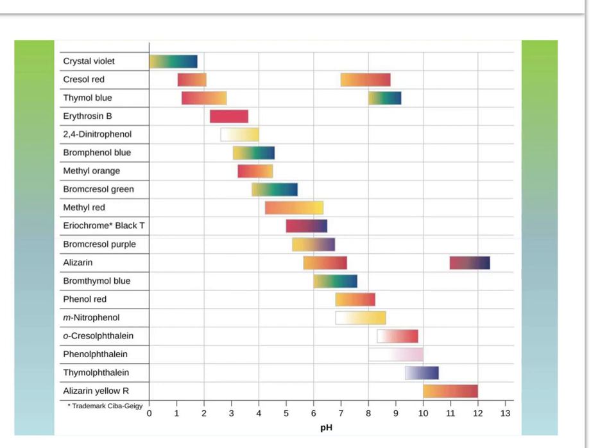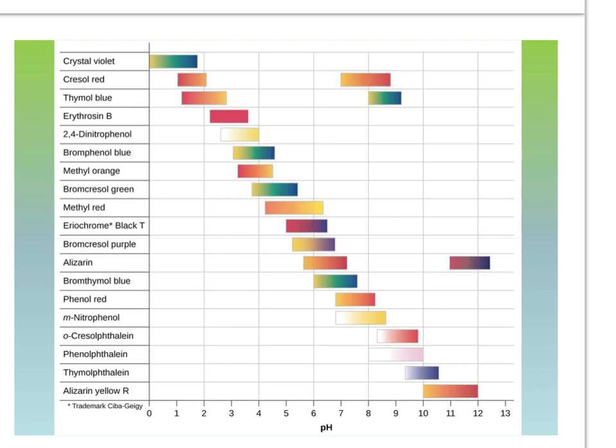Also, not all indicators turn at a pH of 7. So the example we've been talking about, phenolphthalein, turns around a pH of 9. So anything below 9 is colorless. Anything above 9 is pink. Others will turn at a pH of 7. Others will turn at a pH of 3 or 4 or 5. And so each indicator turns at a different pH. They don't all turn at a pH of 7.